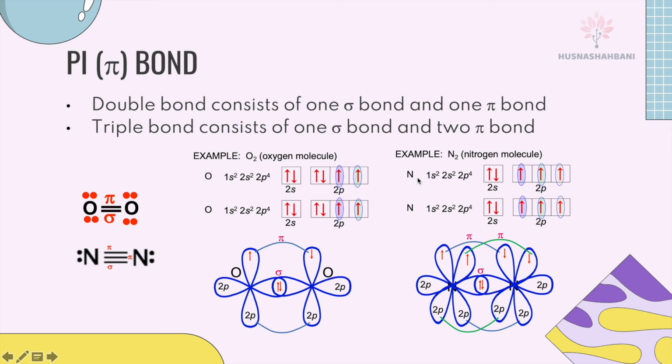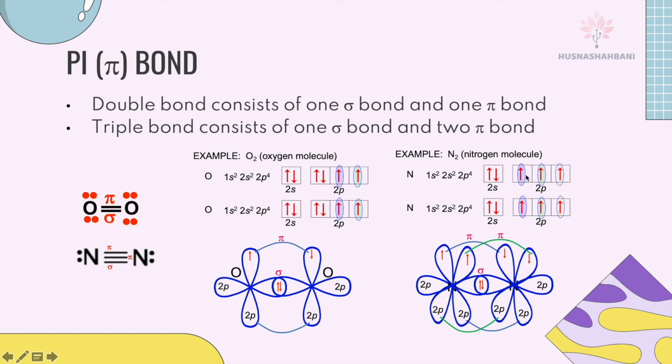Next, nitrogen. Nitrogen molecule, one nitrogen atom has three unpaired electrons. Another nitrogen atom, three unpaired electrons. One unpaired electron will form sigma bond with another unpaired electron. The second unpaired electron of nitrogen 1 will form pi bond with the second unpaired electron of nitrogen 2. The third unpaired electron of nitrogen 1 will be paired with the third unpaired electron of nitrogen 2, and they will form another pi bond.